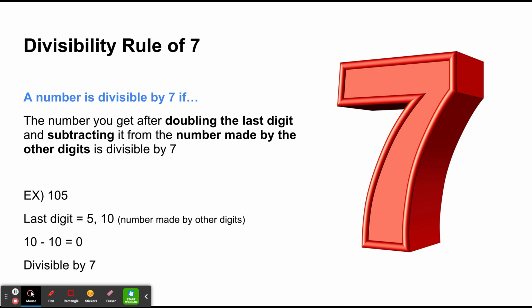The example is 105. First we need to get the last digit, so the last digit is 5. And then we need to get the number made by the other digits, so that's the number excluding the last digit, and that's 10. If we double the last digit, that becomes 10. So 10 minus the number made by the other digits, that's also 10. 10 minus 10 is 0, so that is divisible by 7. So this number, 105, is indeed divisible by 7.